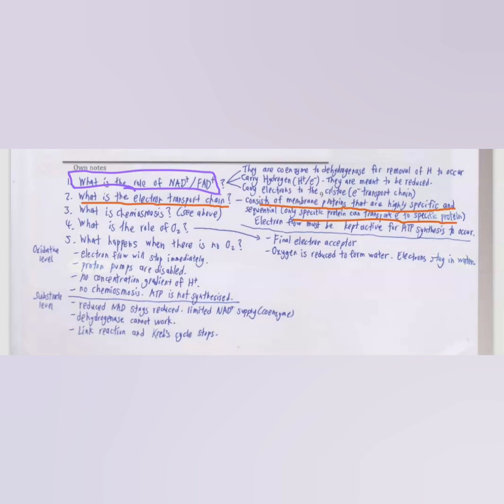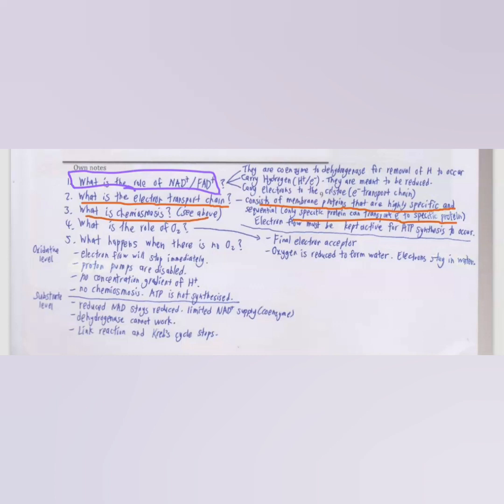While the proton pump, that is the carrier of protons, transports protons from the matrix to the intermembrane space, that is active transport. So these are the few transport proteins here in the cristae of the mitochondria. So next one is, what is chemiosmosis?